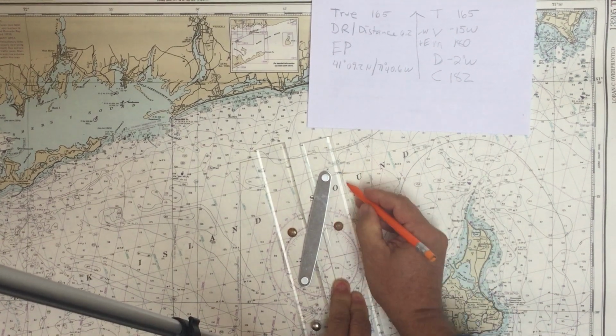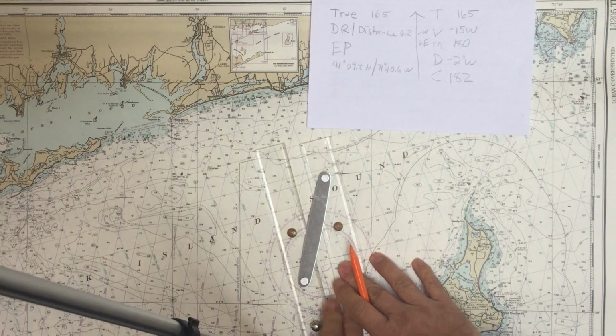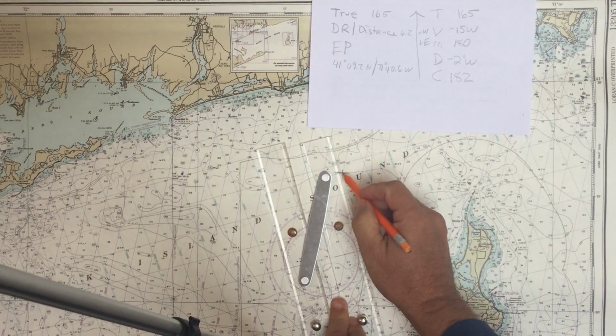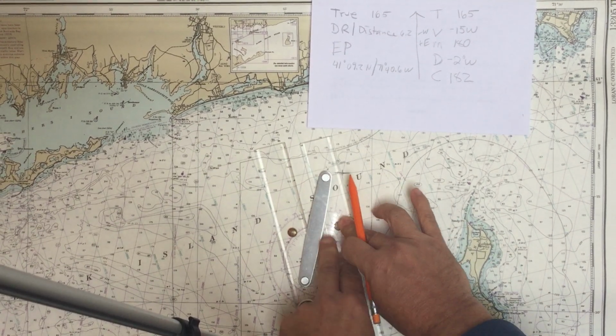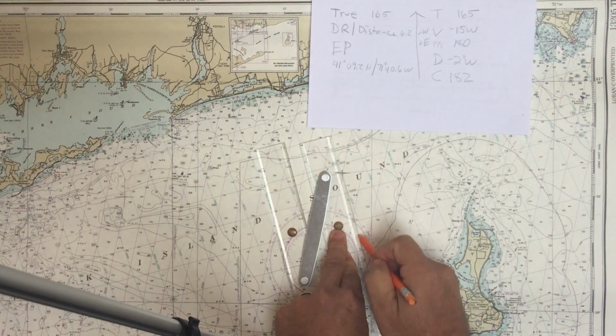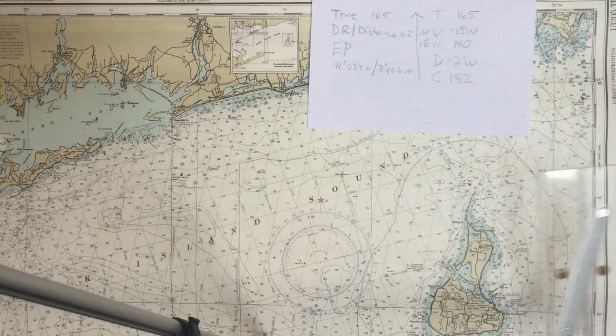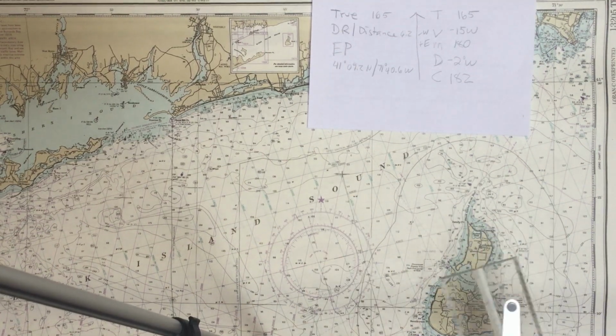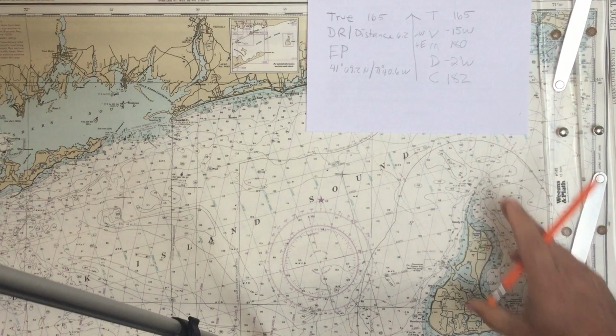So I can now draw a line in the direction of 165. Here's my starting point. I'm going to just draw a long line in the direction of 165. Now I've got this long line, and I have to mark my DR, my distance.